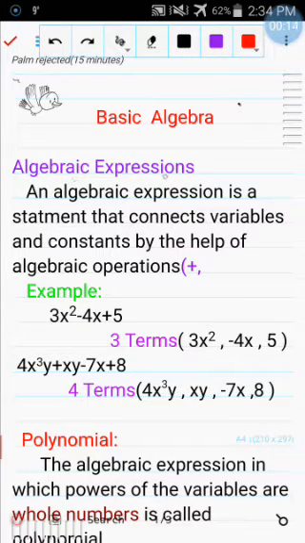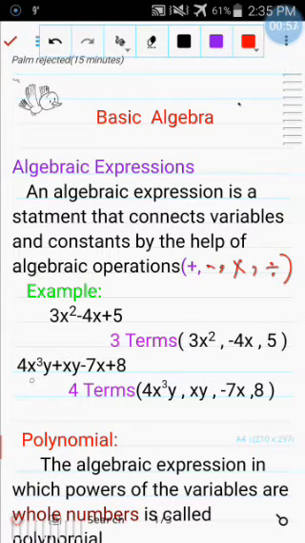What is an algebraic expression? An algebraic expression is a statement that connects variables and constants by the help of algebraic operations, meaning by the help of addition, subtraction, multiplication and division. For example, 3x² - 4x + 5 is an algebraic expression which consists of three terms. The first term is 3x², the second term is -4x, and the third term is 5.